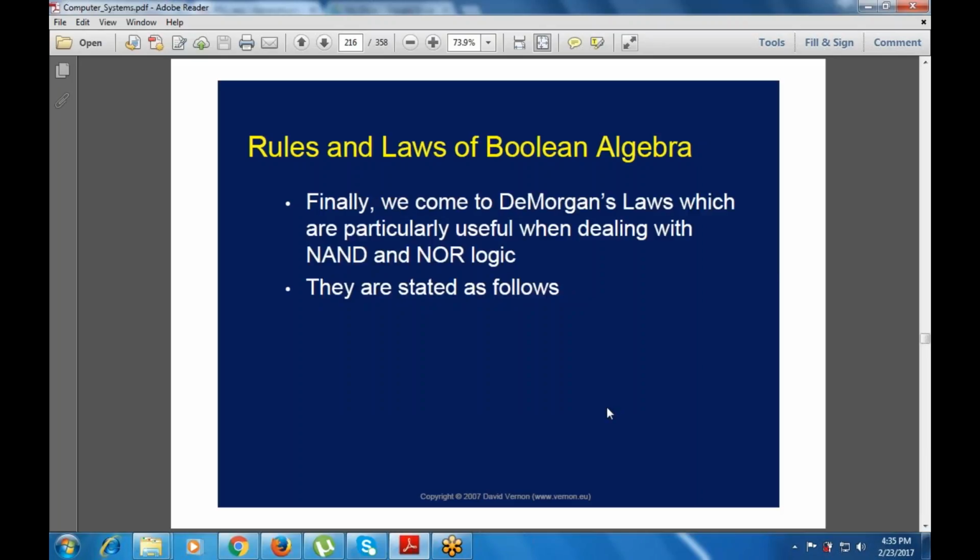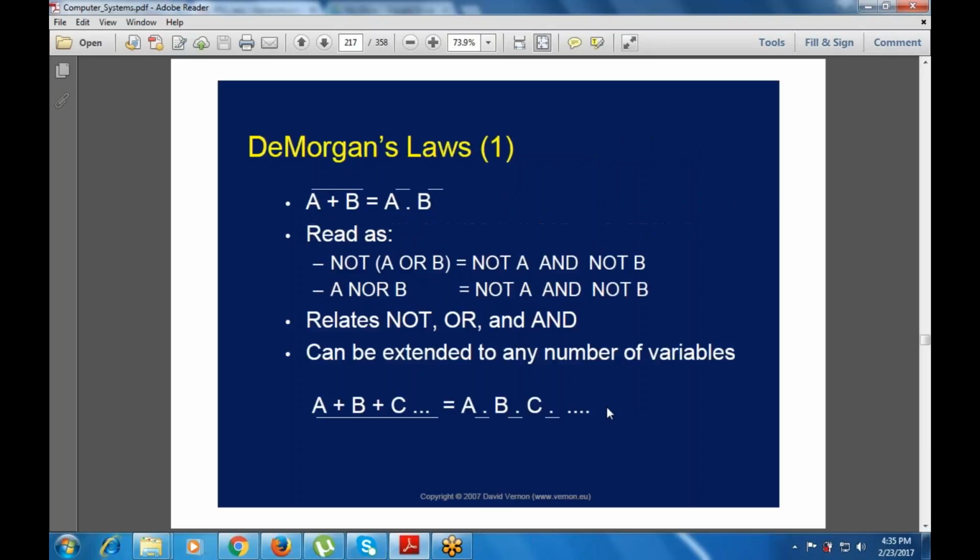Now finally we come to De Morgan's law, which is particularly useful when dealing with NAND or NOR gates. They are stated as this. This is De Morgan's theorem. It is one of the important laws, as compared to the commutative, distributive and associative laws. This is very important. This is (A plus B) whole complement.